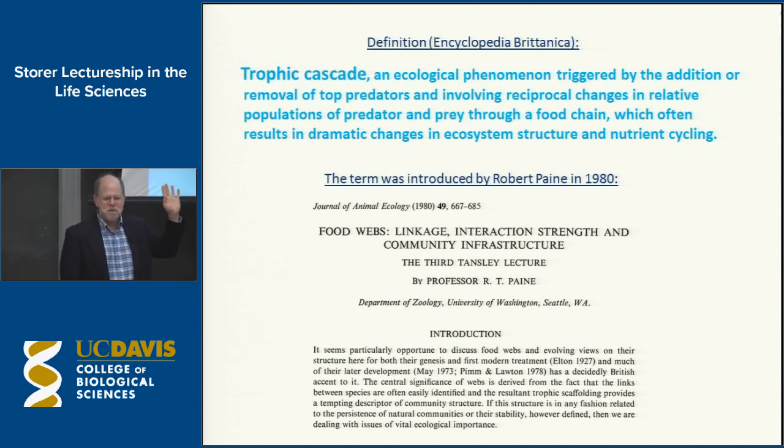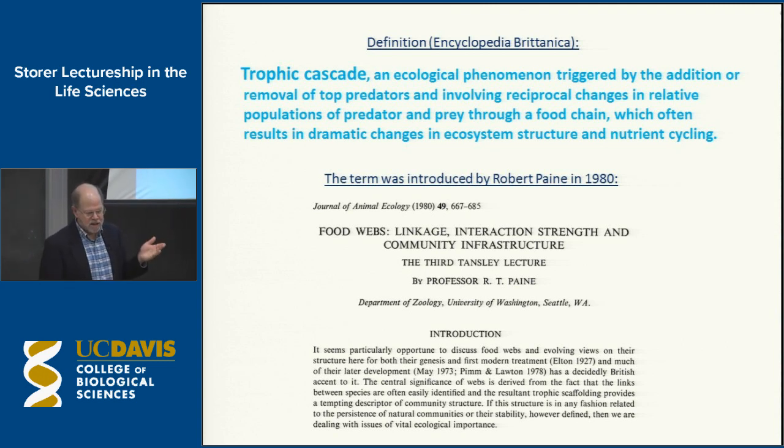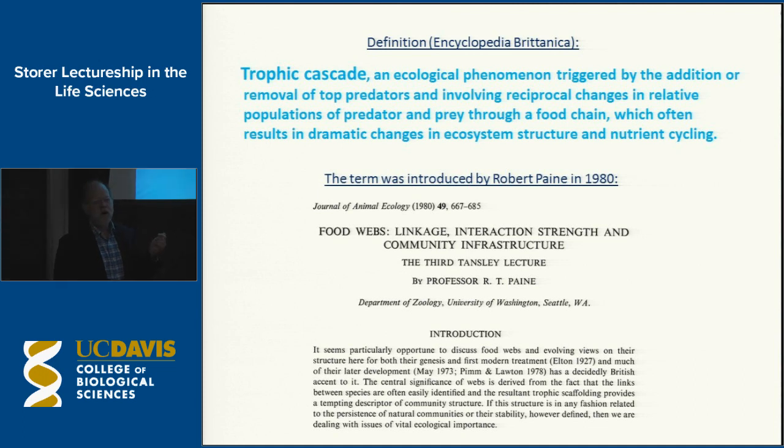The purpose of this slide is to make two points. The first is what a trophic cascade is, with the Encyclopedia Britannica definition. Probably a lot of people in the room know that it's an ecological phenomenon triggered by the addition or removal of an apex predator that leads to a series of reciprocal changes through a food web. The second reason to show this slide is to show that the term was introduced in 1980 by Robert Paine in the paper that you see here, Paine's Tansley Lecture to the British Ecological Society. So it's a relatively new ecological term. 1980 was 34 years ago.